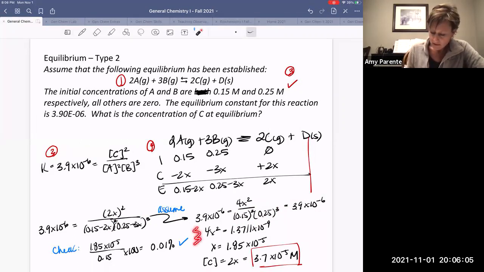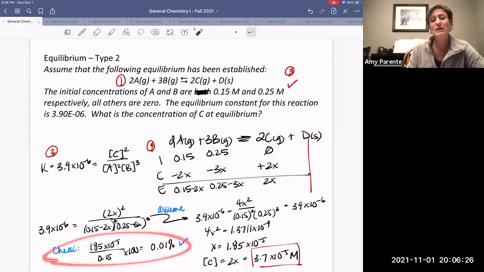Going through and solving algebraically, x is equal to 1.85 times 10 to the minus fifth. Putting that x back in, in this case, the problem is only asking for the concentration of C. So C is going to be twice whatever x is. So that's how we get the 3.7 times 10 to the minus fifth molar.